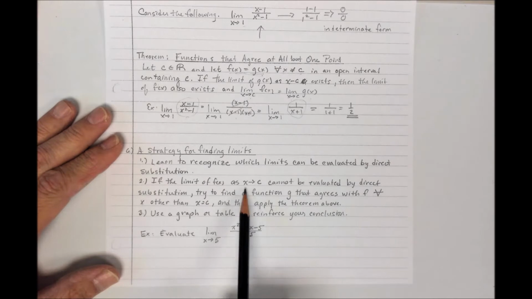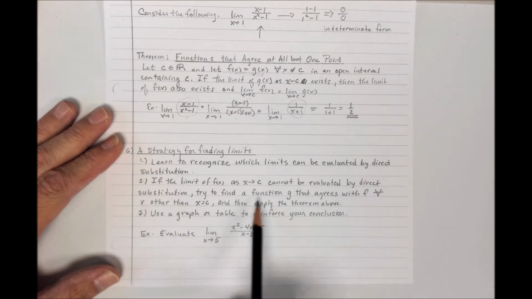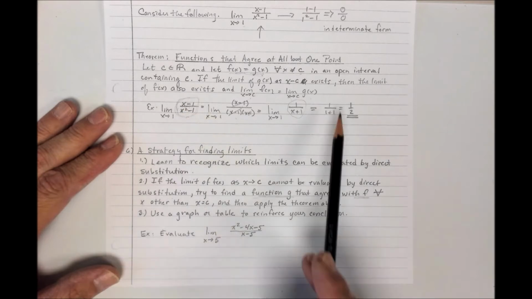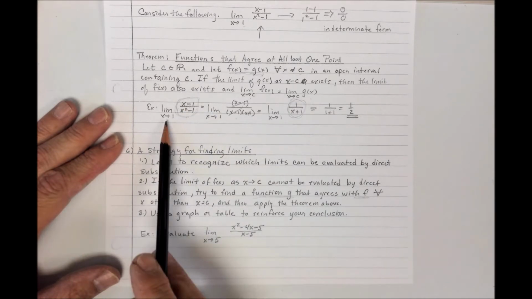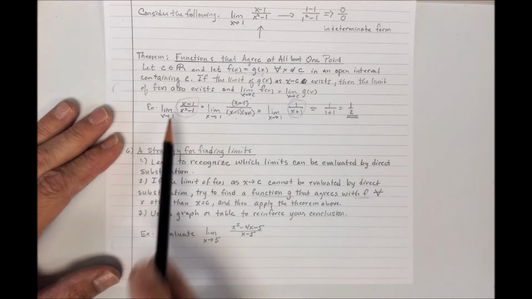If the limit as x approaches c cannot be evaluated by direct substitution, then we try to use a little bit of algebra to find a function g that agrees with f, like I did here. How this function here and this function here agreed with one another for all values except that in this case the limit as x was approaching 1. That was where we were evaluating our limit.